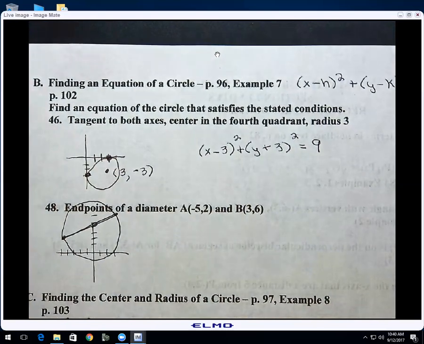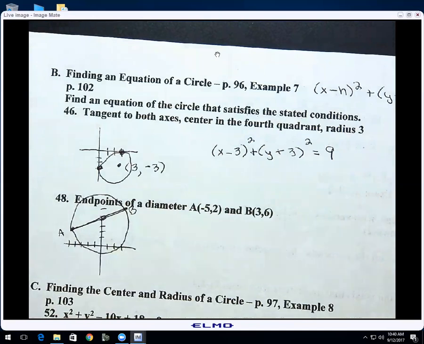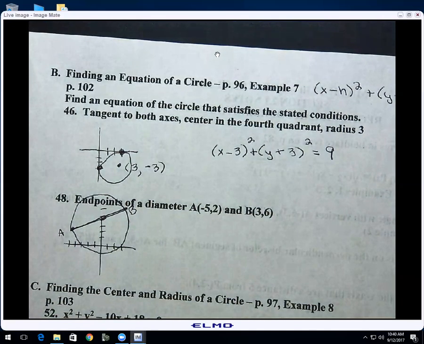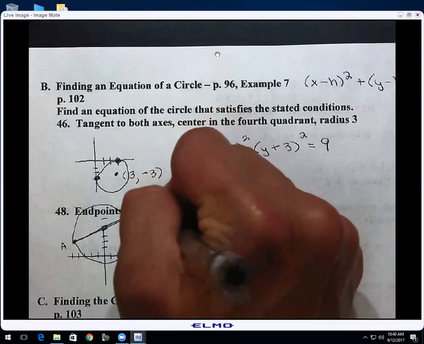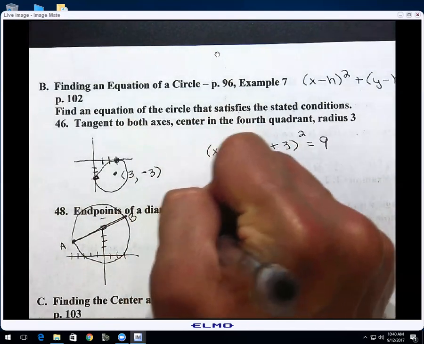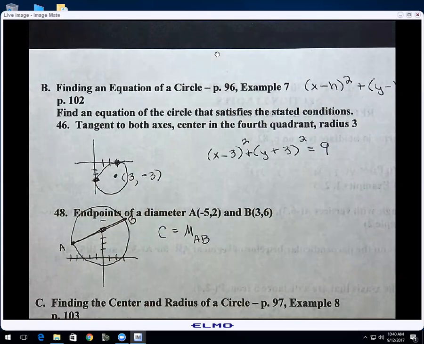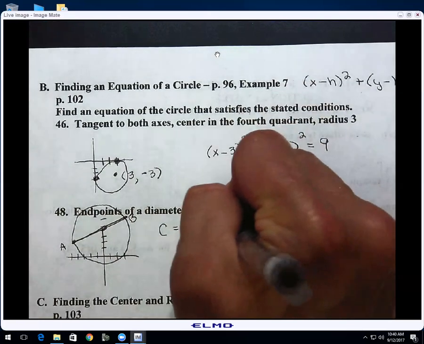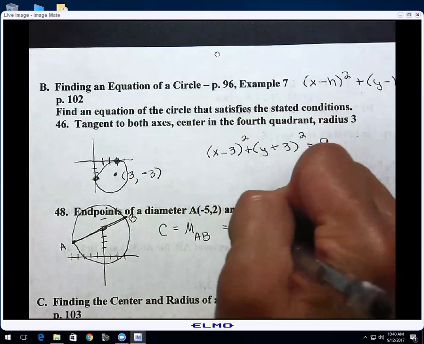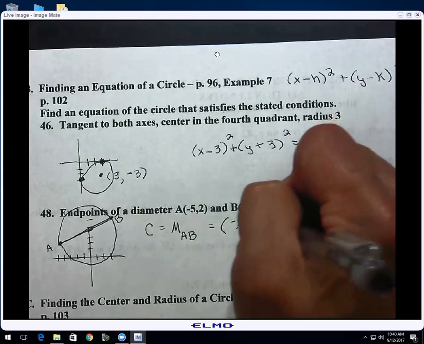And so using the midpoint formula, Samantha, let me say this is A, this is B. What would I be finding by using the midpoint formula? Center of that line. I'd be finding the center of the circle. So the center of that circle is the midpoint of the line segment AB. So the midpoint of line segment AB would be -5 plus 3 over 2. Just average the x's, average the y's.